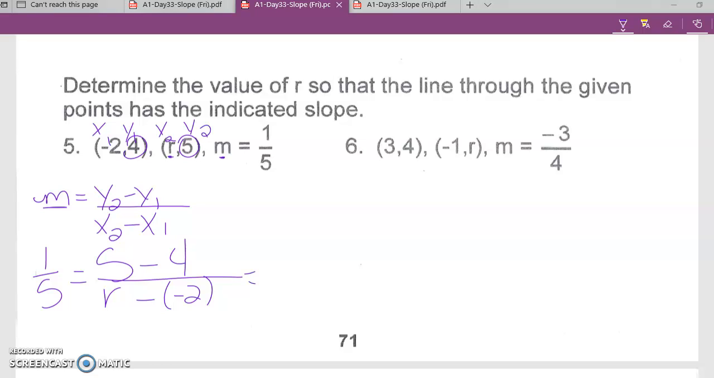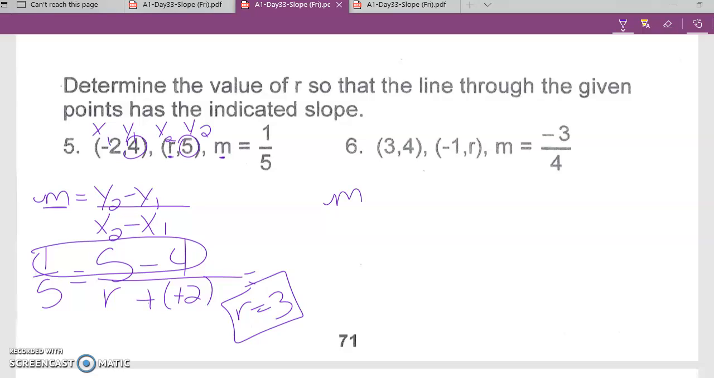On the top, 5 minus 4 is 1, so this all makes sense. So now I need to figure out what number minus negative 2 is 5. I remember that subtracting a negative is the same thing as adding a positive. So what mystery number plus 2 would give me 5? That r would have to equal a 3. That's our missing number. Number 6, though, is a little more special.